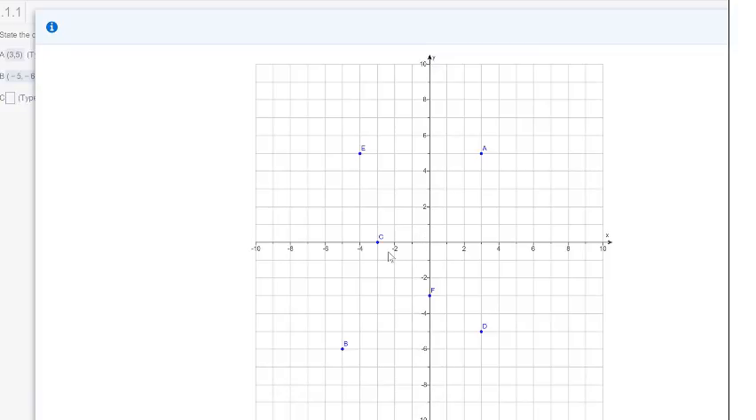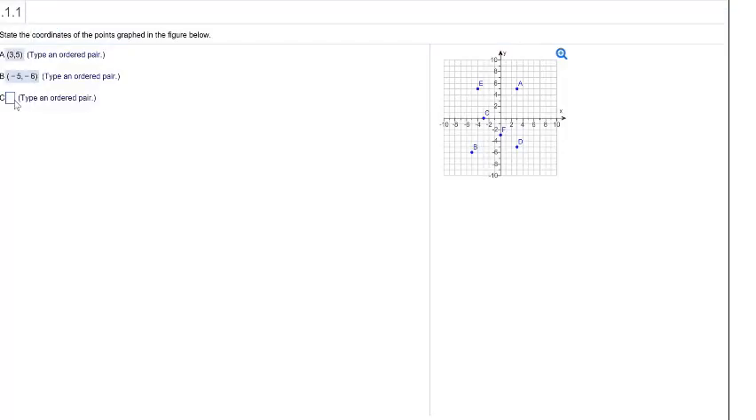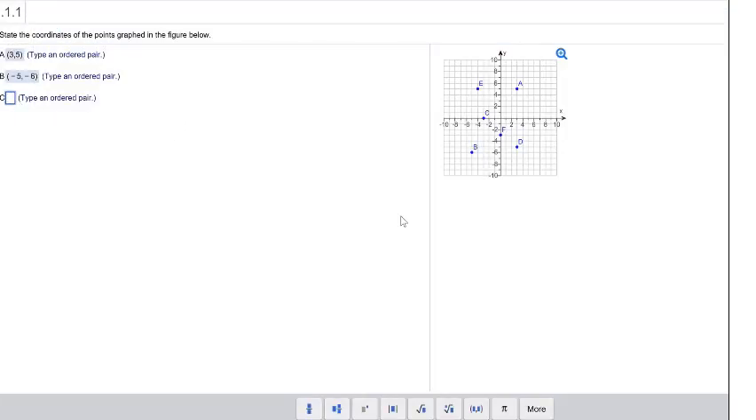Now for C, C lies right on the x-axis. And when a point lies on the x-axis, it's called an x-intercept. And when we have an x-intercept, the coordinates will be, in this case, -3 for the x-coordinate, and the y-coordinate will always be 0. So the coordinate for point C is going to be -3, 0. -3, comma, 0, close parentheses.